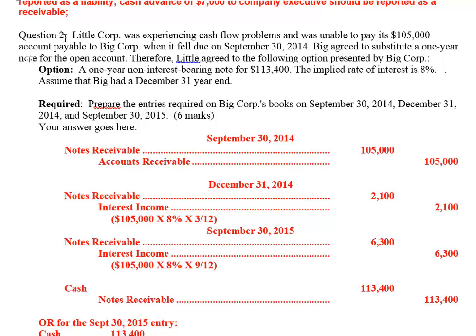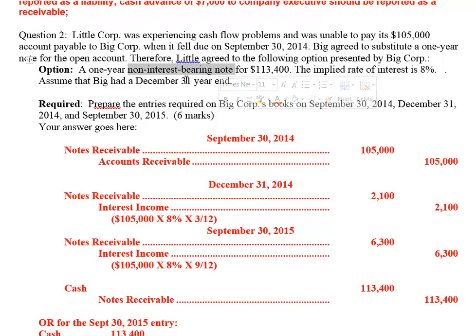In this case, what you'll see is that we still have the situation with little and big. Little is the customer who has the account payable. They can't pay big. So big agreed to substitute a 1-year note, which again, 1 year means it's short term. And for the receivable, the open account receivable, little agreed to the following option presented by big. Okay, a 1-year non-interest bearing note.